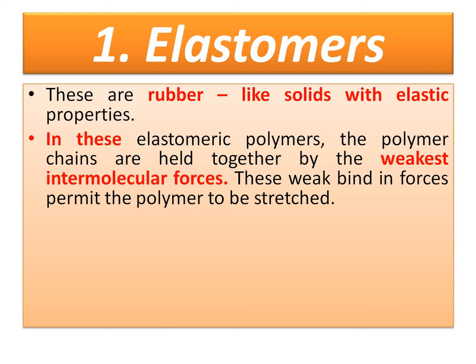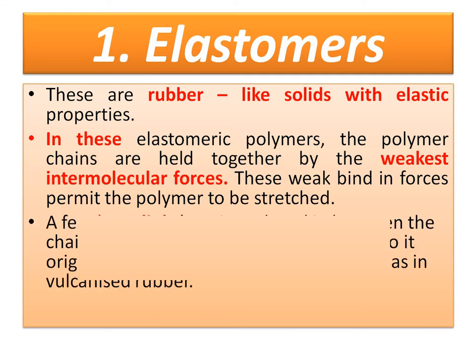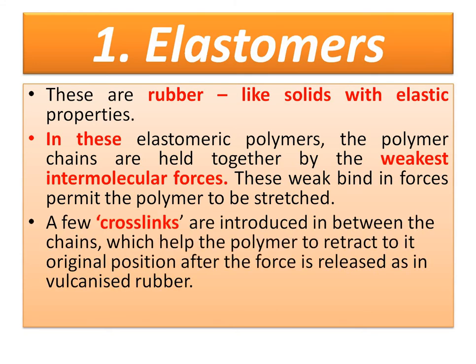These weak forces permit the polymer to be stretched. Then a few cross links are introduced in between the chains, which help the polymer to retract to its original position after the force is released, as in vulcanized rubber. Because of the cross-linking, it will come back to its original shape.